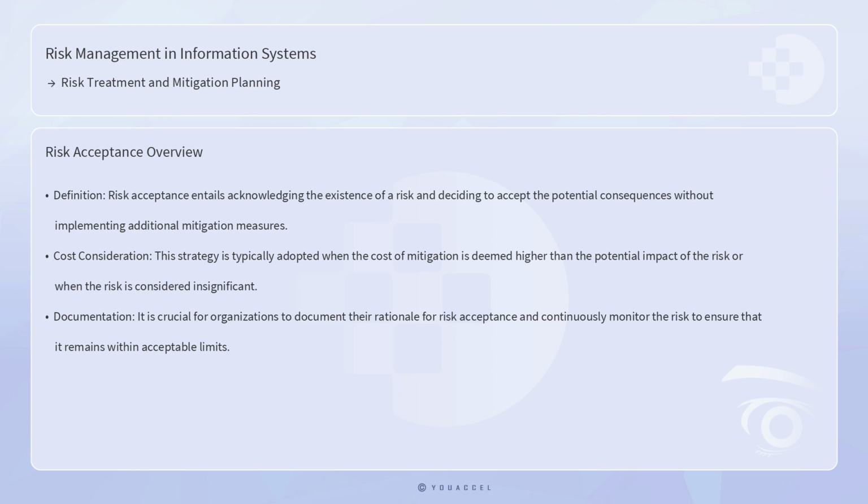Risk acceptance entails acknowledging the existence of a risk and deciding to accept the potential consequences without implementing additional mitigation measures. This strategy is typically adopted when the cost of mitigation is deemed higher than the potential impact of the risk, or when the risk is considered insignificant. For example, an organization may choose to accept the risk of minor software bugs that do not significantly affect its operations. It is crucial for organizations to document their rationale for risk acceptance and continuously monitor the risk to ensure that it remains within acceptable limits.